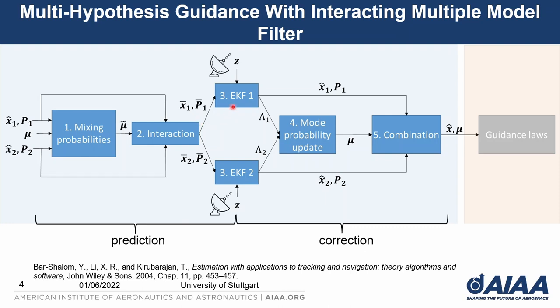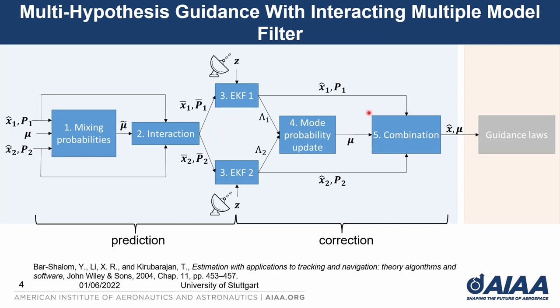These are then updated in the correction step with the help of the measurement z from the fire control radar. The correction step not only returns a new estimate for the state x hat and the covariance matrix P, it also returns the likelihood lambda, which denotes how likely it is that the target is currently following its respective maneuver. In the fourth step, the mode probability update is executed, which means that these likelihoods lambda are transformed to form a new mode probability vector mu.